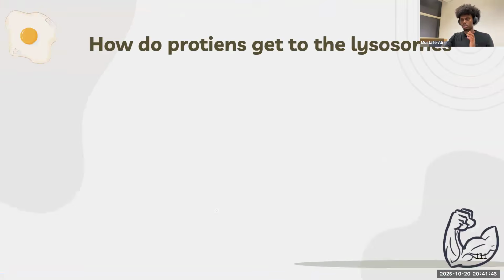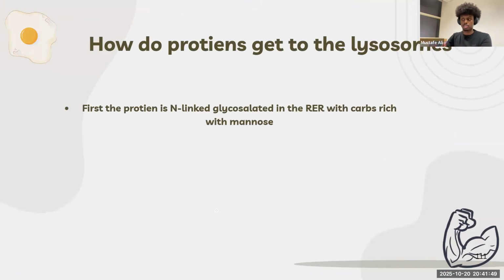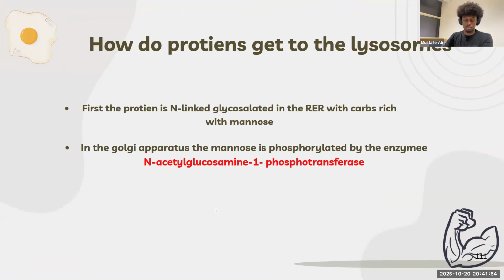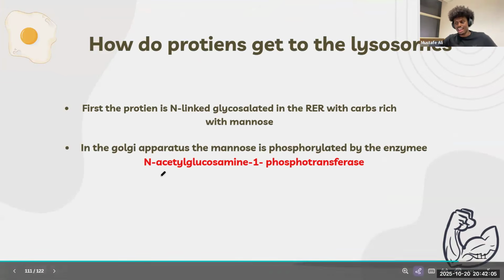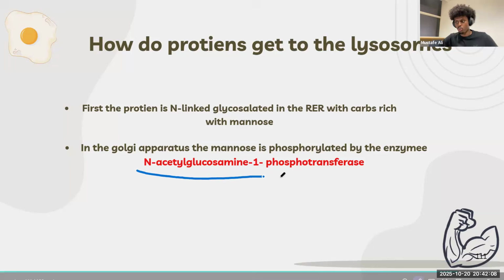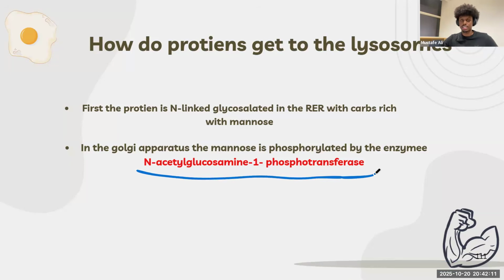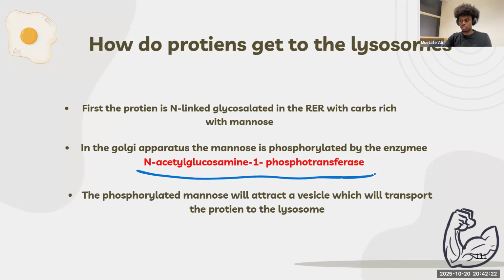So again, firstly, the protein gets N-linked glycosylated in the RER with mannose. Once it gets mannose, this mannose allows it to go to the Golgi. Once it goes to the Golgi, there is this important enzyme that I need you guys to remember: N-acetylglucosamine 1-phosphotransferase. This enzyme is very important. What it does is phosphorylate the mannose. It puts a phosphate group onto the mannose, and this will attract a vessel that will take it to the lysosome.